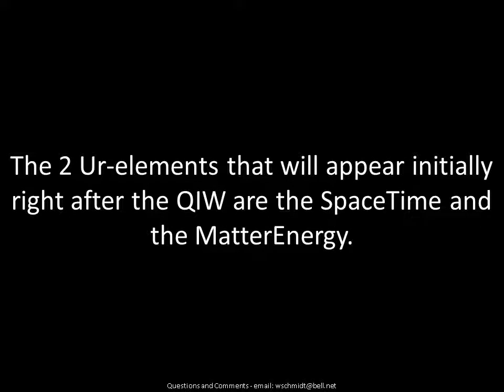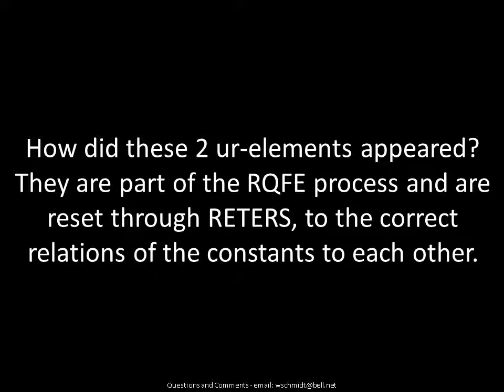The 2 elements that will appear initially right after the quantum inversion warp are the space-time and the matter-energy. How did these 2 elements appear? They are part of the random quantum fluctuation event process, and are reset through random evolutionary trial and error to reject or select the correct relations of the constants to each other.